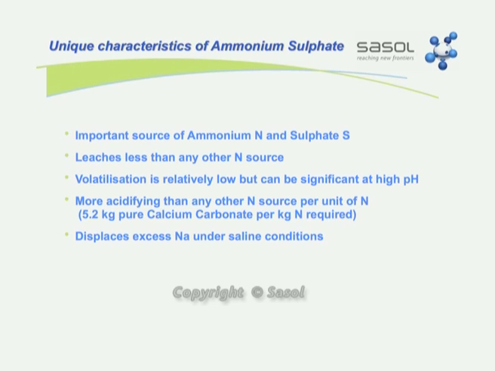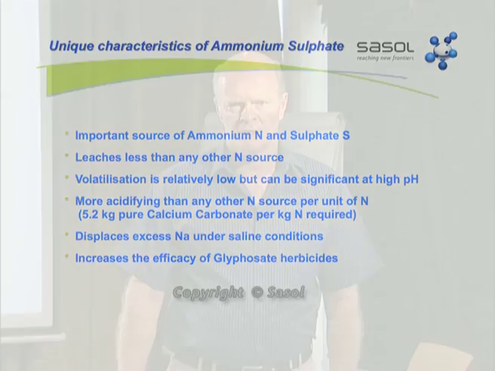Ammonium sulphate will also displace an excess of sodium, which is rather important under alkaline conditions with high sodium content. Then the soil, of course, must be well drained. Another use for ammonium sulphate is as an additive to glyphosate herbicides because it will improve the efficacy of these herbicides.